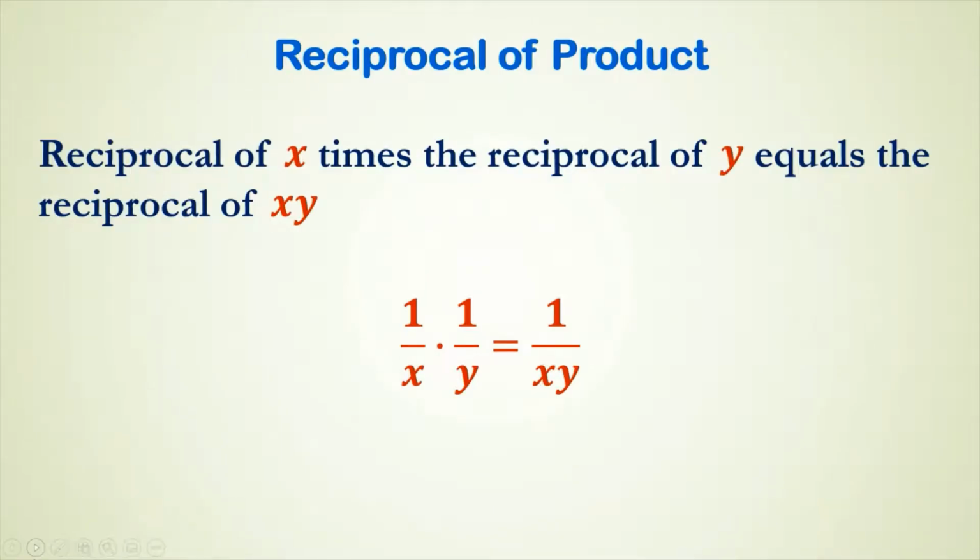So we learned that the reciprocal of a non-zero number a is equal to 1 over a. So what about the reciprocal of a number times the reciprocal of another number? So the reciprocal of x times the reciprocal of y is equal to the reciprocal of x times y. Okay? So let's look at a few examples to help us get familiarized with this property.